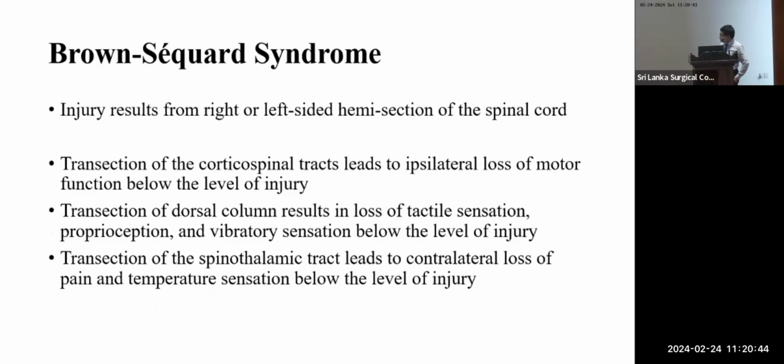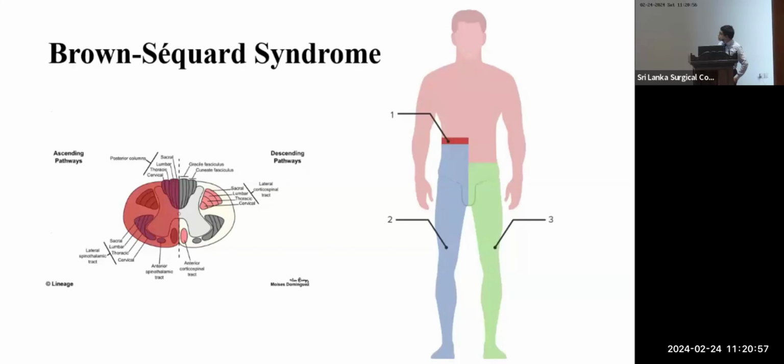And Brown-Sequard syndrome is another interesting syndrome. This usually happens because of the hemisection, either right side or the left side, hemisection of the spinal cord. When one side is gone, we know in that side, the anterior and posterior spinothalamic tracts will be gone. The corticospinal tracts will be gone, and the posterior column will be gone.